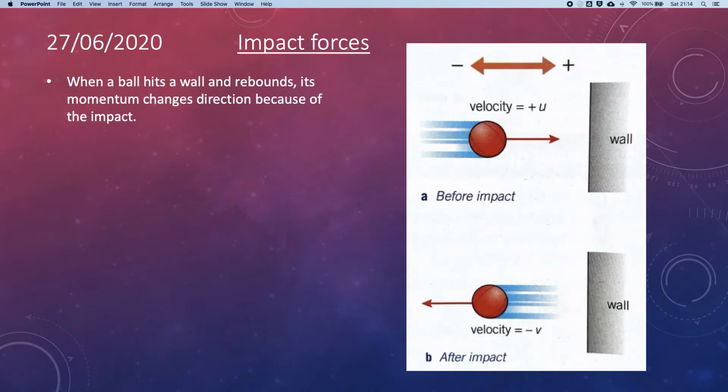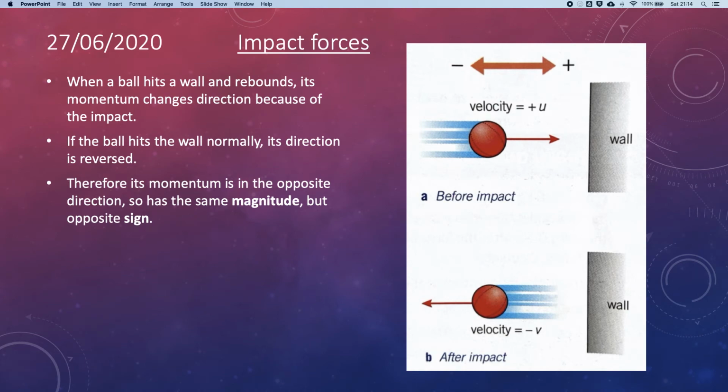Usually, if the ball hits the wall normal to the wall, at right angles, its direction is reversed. So it hits it, bounces straight back again, just like if you do an experiment with a ray box, you'd expect the ray of light to do that, wouldn't you? So its momentum is in the opposite direction. It has the same magnitude, but the opposite sign. So we could say that if velocity at the start is plus u, velocity at the end is minus v. The magnitude of u is equal to the magnitude of v, but they are just in the opposite direction.